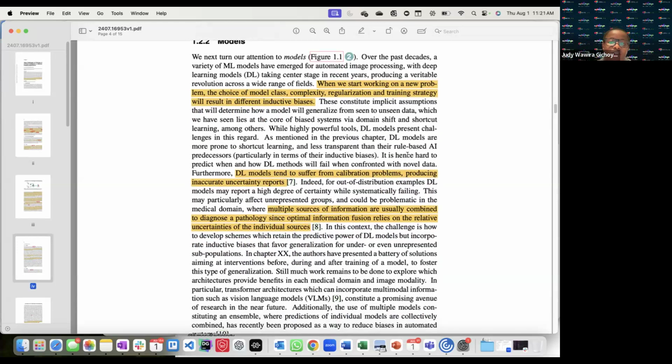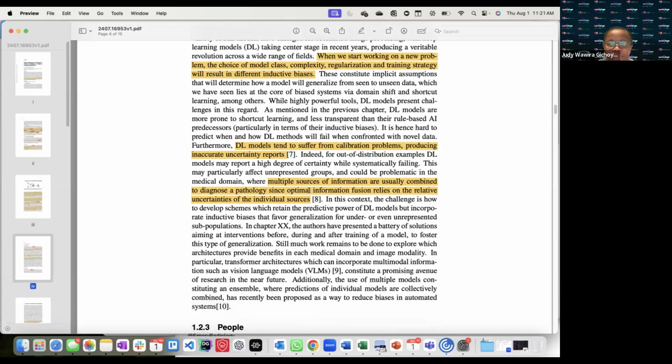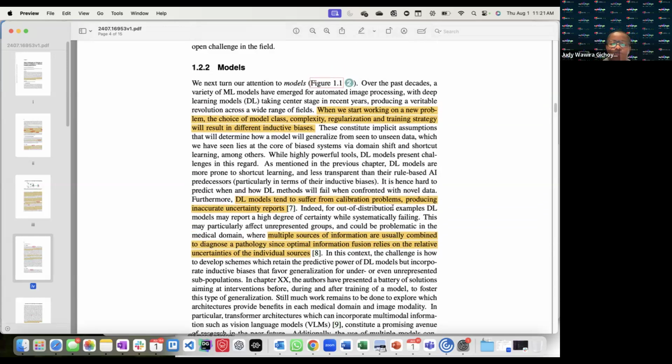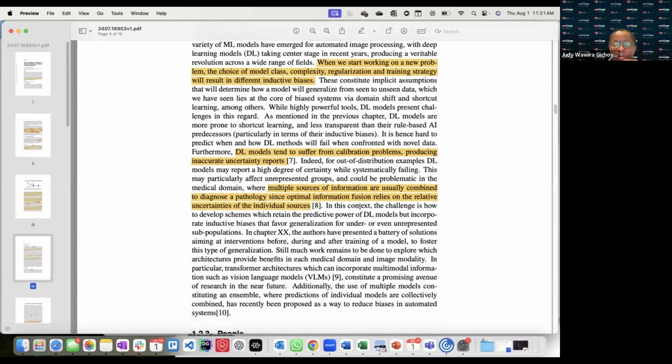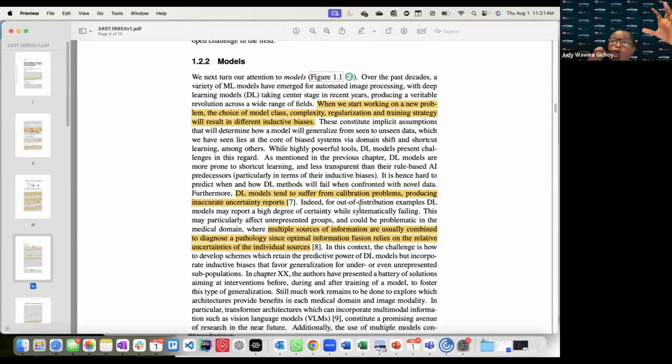And so it's very difficult to know when and how the models will fail when confronted with novel data. They also call out that we are in an era of multimodal models, and so we are merging many, many features. Sometimes how you merge, and what you determine to be important features, can have an impact. If you have 400 features, you have to choose, and those feature selection criteria can have a big impact on your bias and fairness.